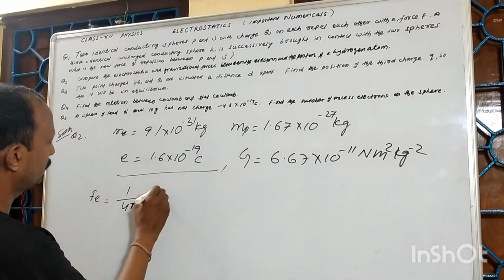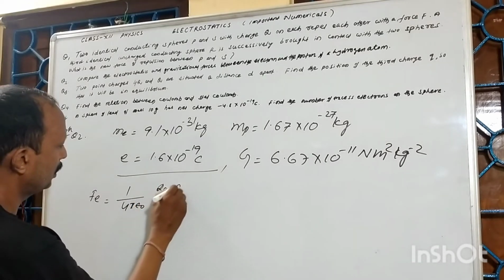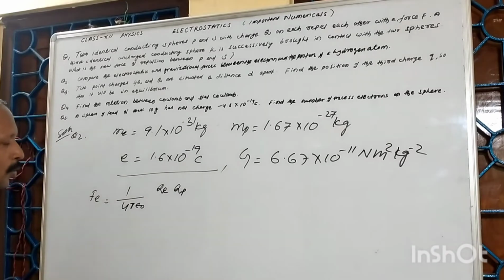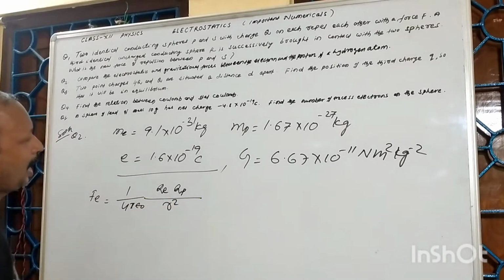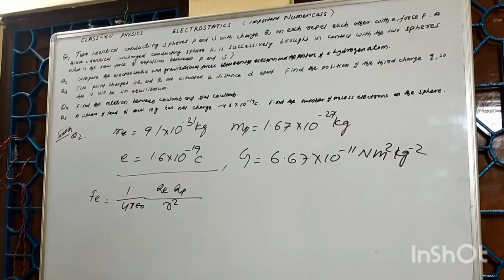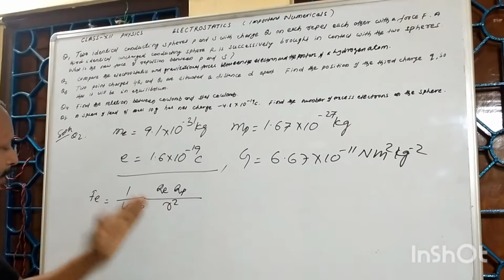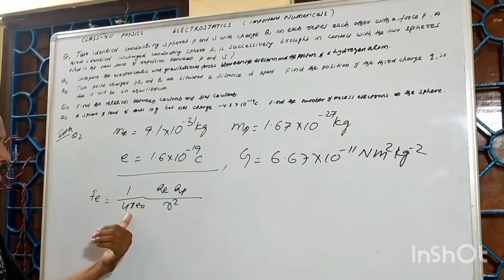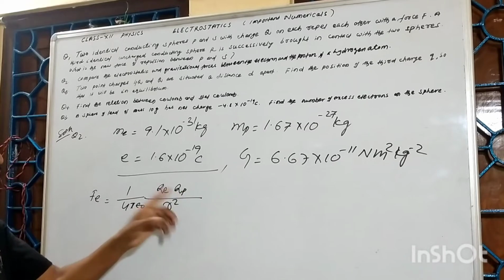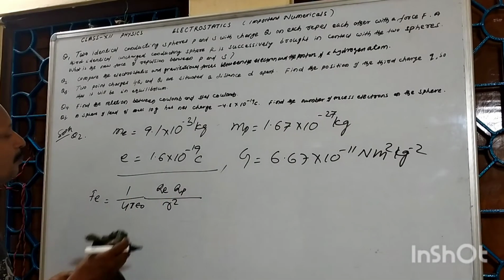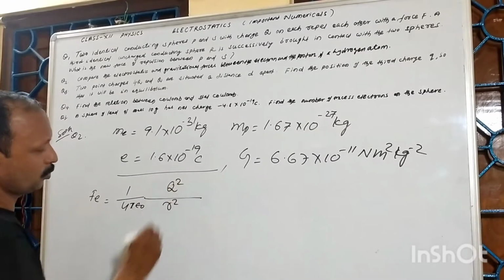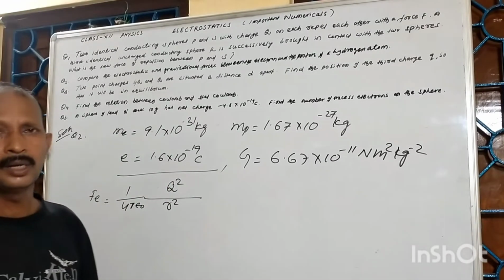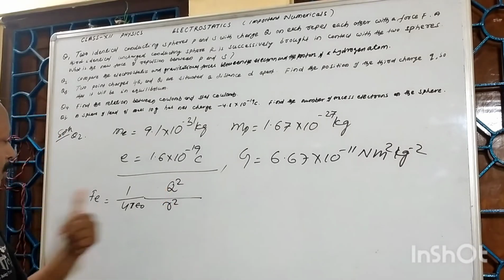So I can write the charge of electron as well as charge of proton divided by r square. Suppose the distance between them is r. According to Coulomb's law, electrostatic force is 1 upon 4 pi epsilon naught q_e q_p, or I can say that both charges are equal, so I can write q square. Only we are taking the magnitude, so q square by r square.